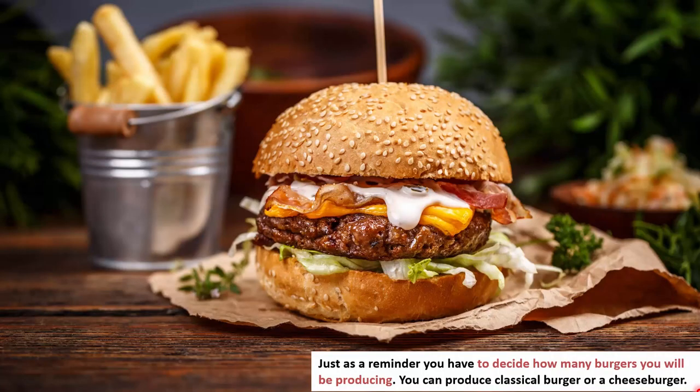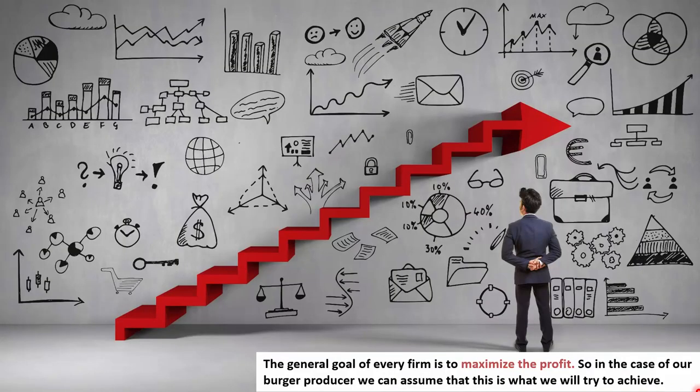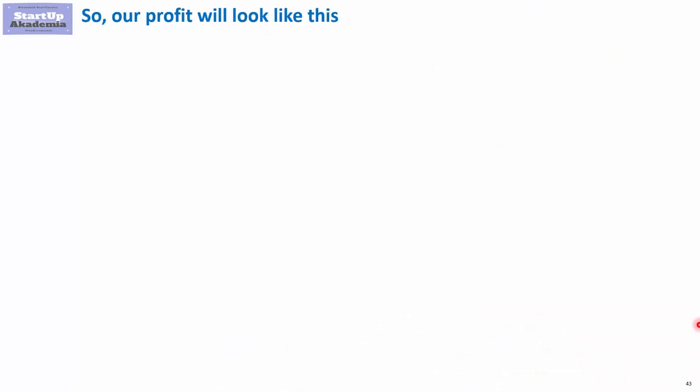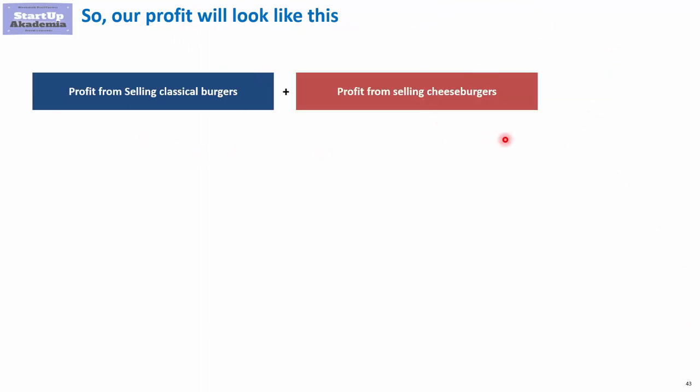Burgers production goal function. Just as a reminder, you have to decide how many burgers you'll be producing. You can produce classical burgers or cheeseburgers. As a first step, as we said, we have to describe the goal function. Now, the general goal of every firm is to maximize the profit. So in the case of our burger producer, we can assume that this is what they will try to achieve. We are producing 2 types of burger, classical burger and cheeseburger. So our profit will look like this: the profit from selling classical burgers plus the profit from selling cheeseburgers.